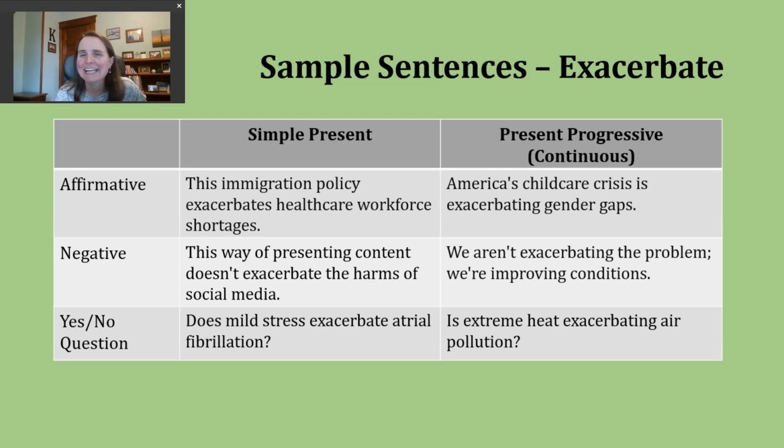Finally, let's look at making a yes or no question in the present progressive. To do this, you want to start with the form of be, whatever form matches your subject, that subject comes next, then the ing form of the verb. Here's another example. Is extreme heat exacerbating air pollution?